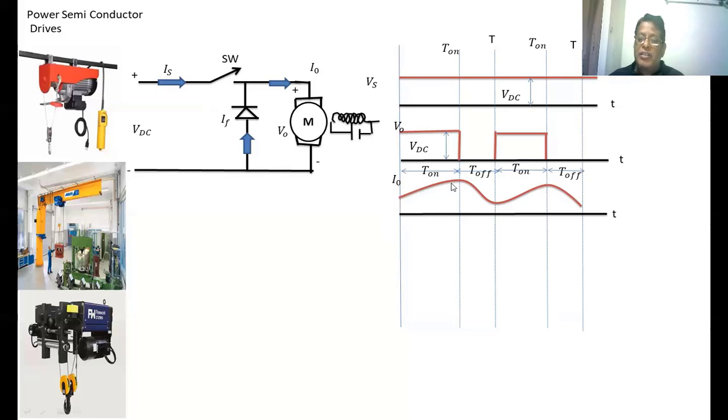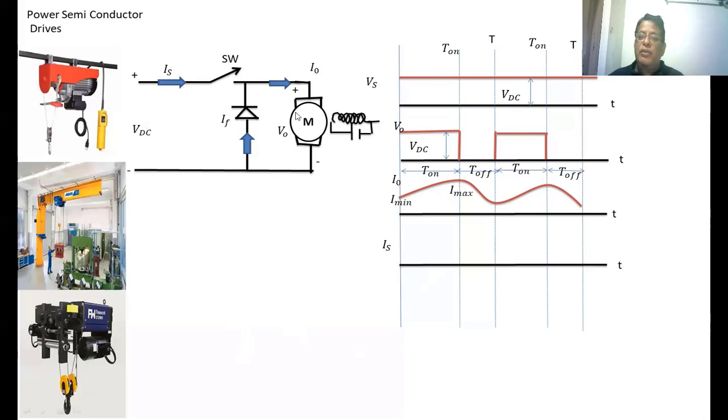In this interval, when the switch is on, the current passes from the supply through the switch and load and returns to the supply. This current passes through the freewheeling diode when the switch is off. Again, when the switch is on, the current passes from the supply through the switch and load and returns to the supply. Again, in this interval, the freewheeling action takes place, so the current passes through the freewheeling diode.